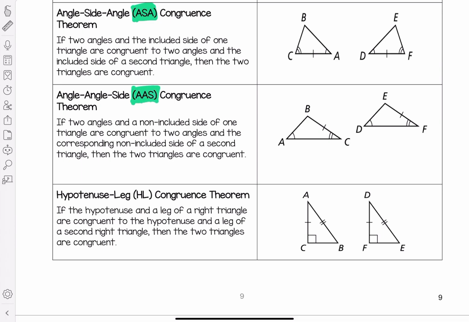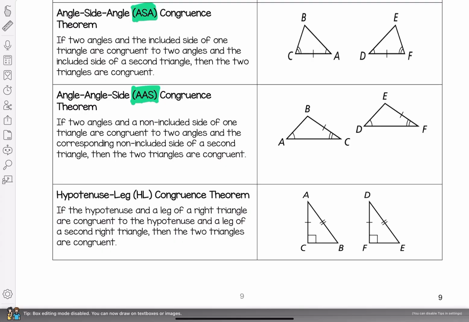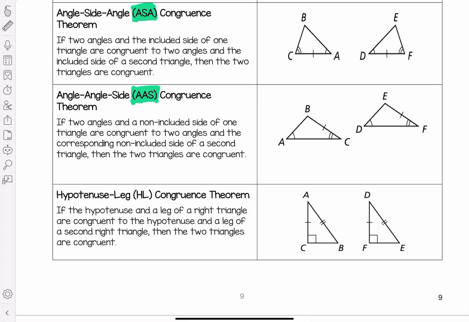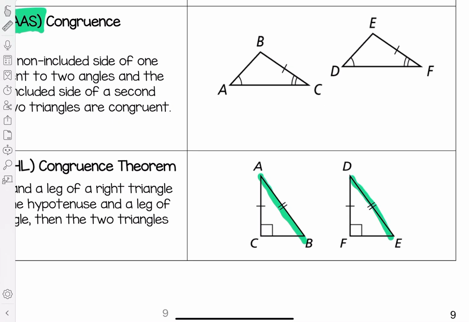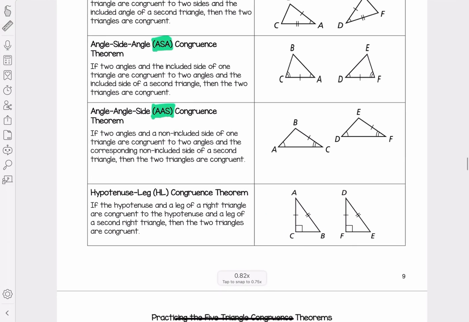And then last one is what we call hypotenuse leg. Now remember, the hypotenuse is the line that is across from the 90-degree angle in a right triangle. So we see that these two are congruent. A leg is one of the other sides. So this means in a right triangle, we just need two sides. Now, if we have two legs, meaning if I just have this guy and this guy are congruent to these ones, then it doesn't work. One of them does have to be the hypotenuse. So that's what the HL stands for.